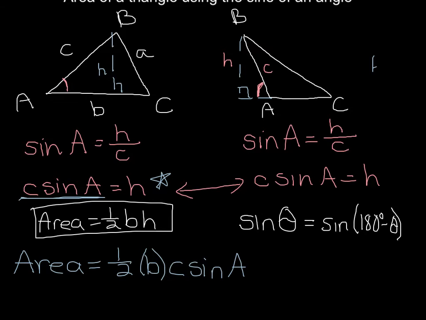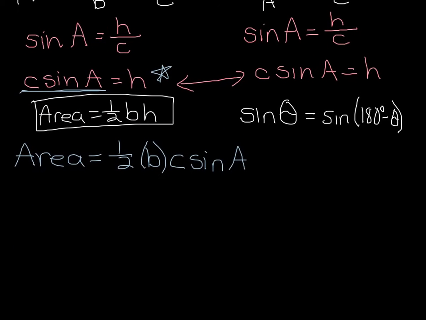If I had drawn the orientation of this triangle differently, I could have come to the same conclusions, but it wouldn't necessarily be side B times side C times the sine of A. Maybe I know angle B or I know angle C. All I would have to do is draw that triangle in a different orientation, and I would find out that the area is also equal to 2 sides times the sine of the angle between the 2 sides.